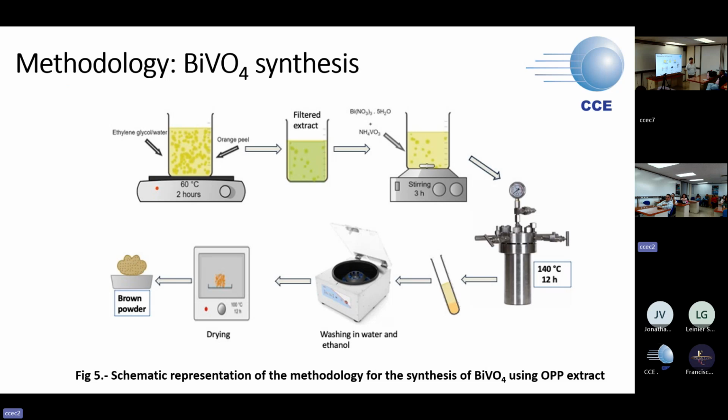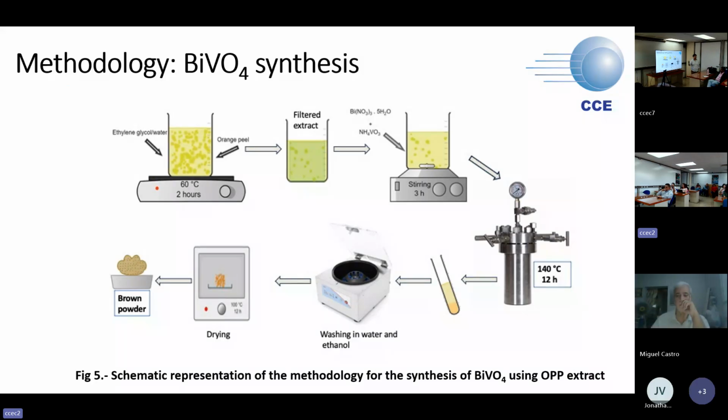In a conventional synthesis, we would not use the extract, we would use some auxiliary agents to promote the meeting between bismuth and vanadate to generate the final phase. But we would also need something else to dissolve these two salts. It is reported that they use nitric acid to dissolve these two sources. I don't need it in this process. I just use the extract and those two sources.